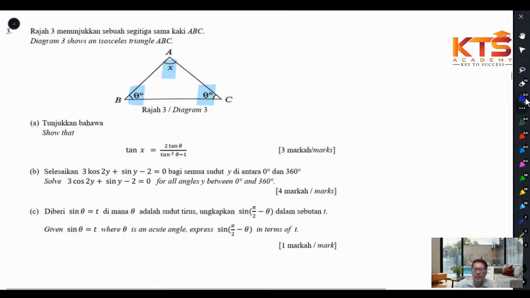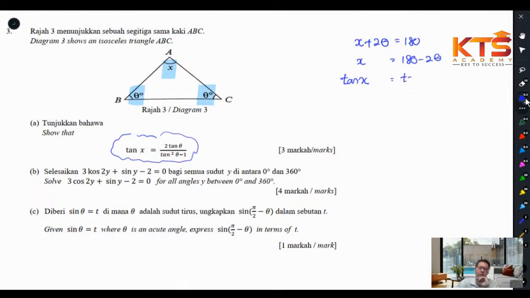So from here we know that X plus 2 theta must be 180. You can write 180 or you can write pi. It's still okay. X equals to 180 minus 2 theta. Tangent X, keep looking at this one. This is what you want to get. Equals to tangent of 180 minus 2 theta.